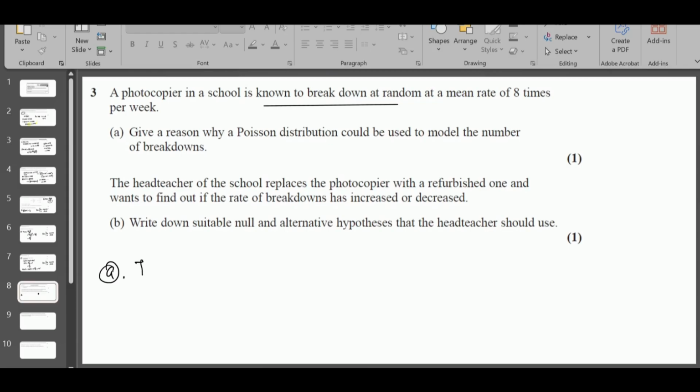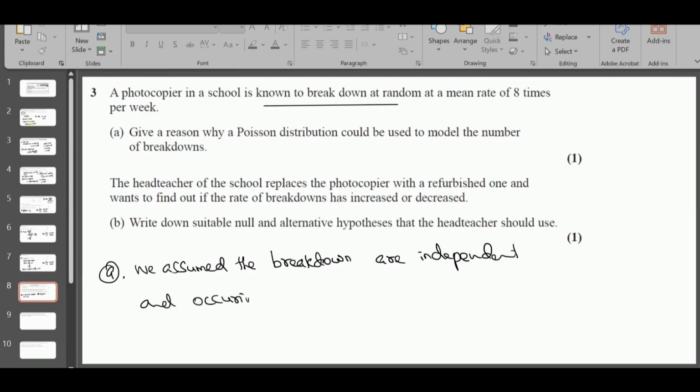So you can write: give a reason why we assume the breakdowns are independent and occurring at a constant rate. Always write this. Part B now.